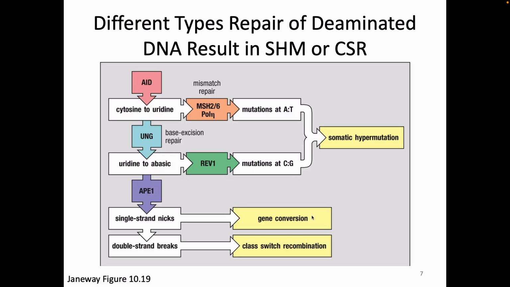AID also can lead to class switch recombination, but the process is different. And what I want you to realize about this process is that there has to be a double-strand break. So with AID, we're basically just getting some little point mutations. And that will give us somatic hypermutation. When we're going to class switch recombination, we have to get a double-strand break happening.